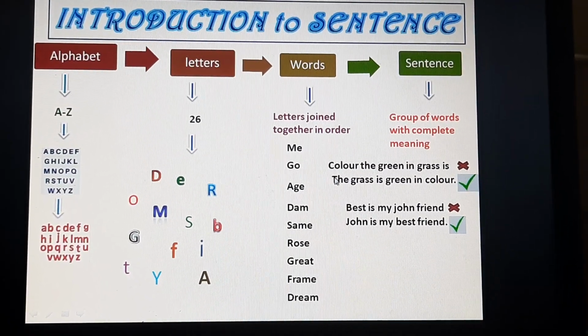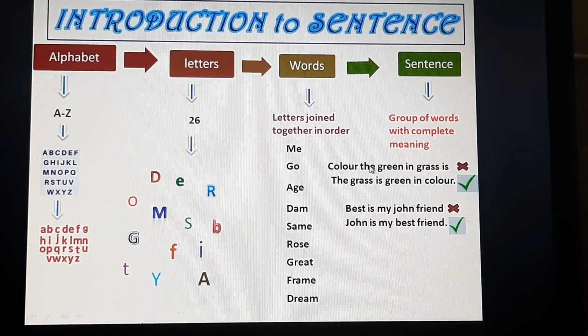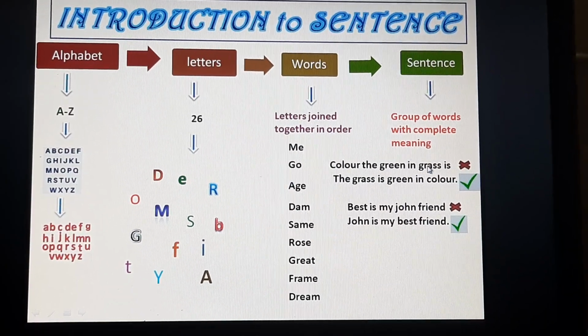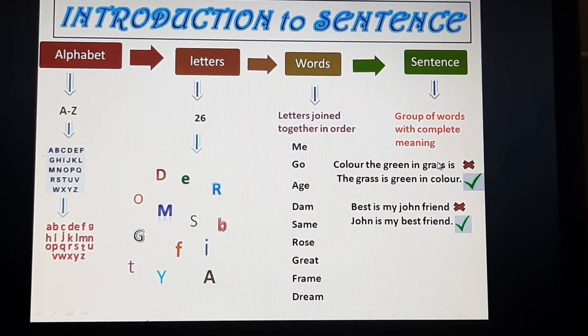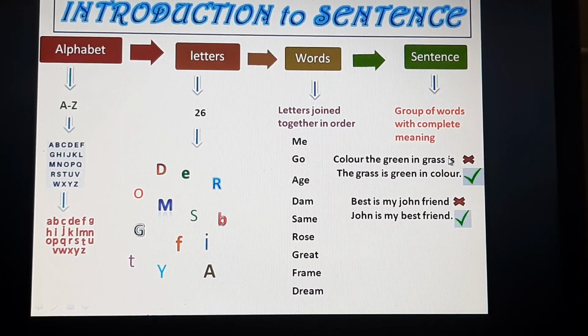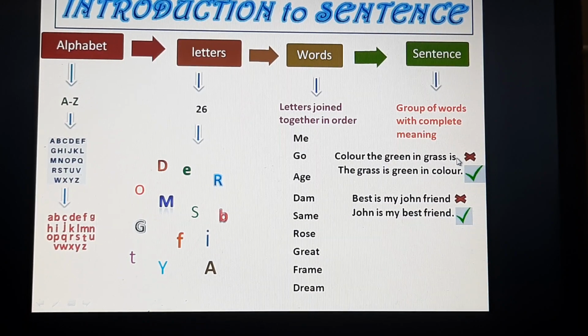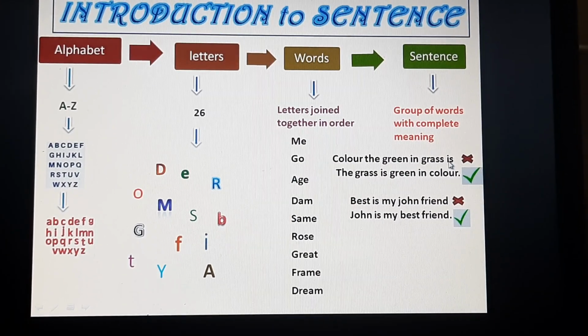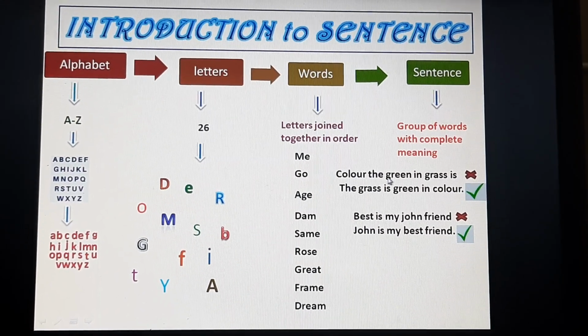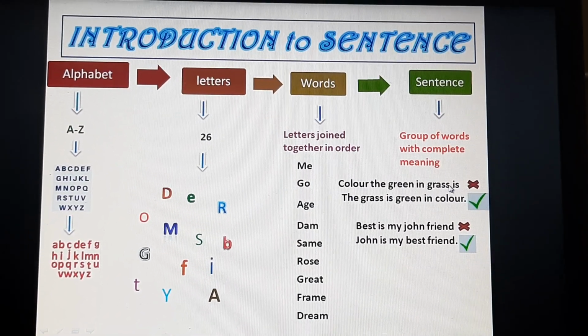Now just look at this one here. Color, the, green, in, grass, is. Now this is a group of words. Now is it called a sentence? No, you cannot call it a sentence. Why? Because they don't give us any meaning at all.